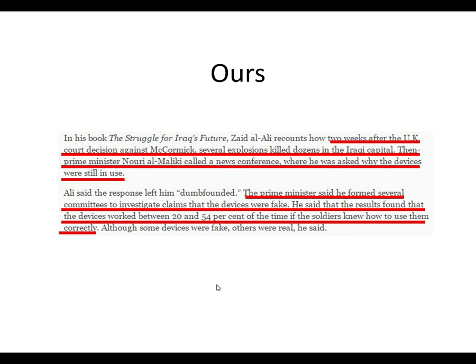time. Well, that's better than nothing, if the soldiers knew how to use them correctly. So they're gerrymandering or cherry-picking their data here, and even with that, they're only having 20 to 54% accuracy rates. And then he says, although some devices were fake, others were real. So the scammers gave you some real devices that are identical structurally, just mixed in with the con devices? Doesn't make a lot of sense.